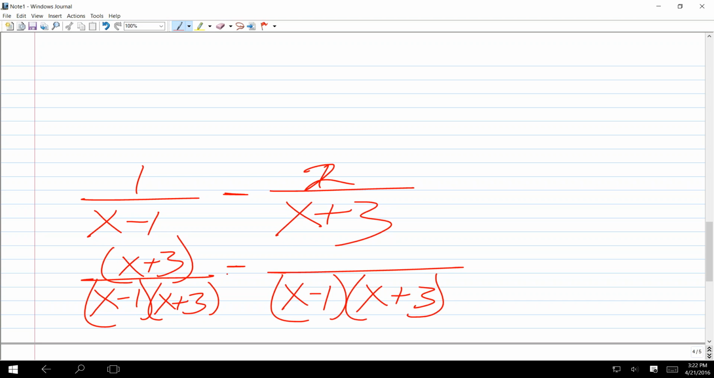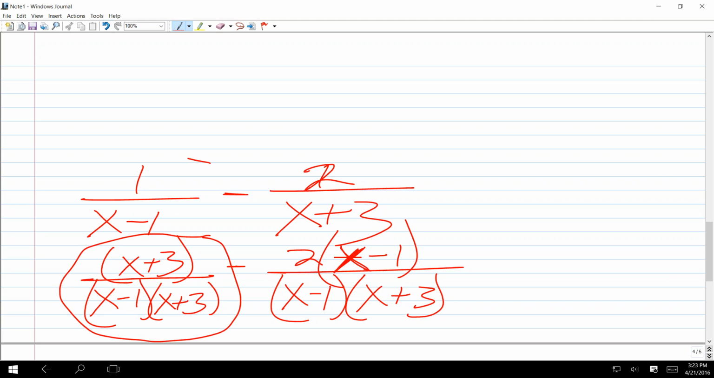Would that just be 2 times x minus 1? Yeah. In other words, as long as that's the same thing, that's what it is. And that's what you always have to do. You always have to make sure that that is the same as that, and it is. And you have to make sure that is the same as that, and it is. Okay. Now, what's the next step?